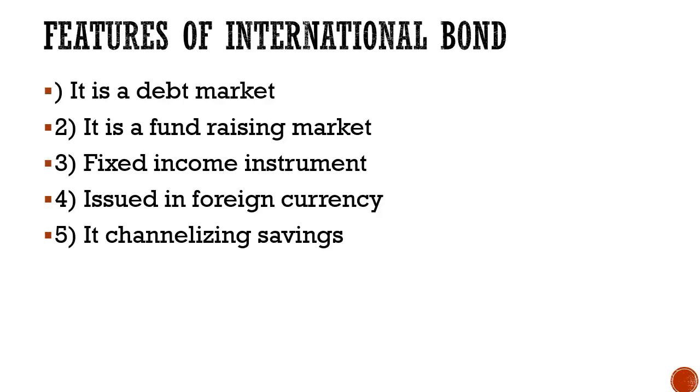Now, what are the main features of international bonds? Number one, it is a debt market. Second, it is a fundraising market. Third, it is a fixed income instrument. Fourth, it is issued in foreign currency. And lastly, it channelizes the saving. So these are the five major features of international bond. That is, it is a debt market, it helps in fundraising, the instruments are all fixed income based, it includes foreign currency, and it basically channelizes your saving.